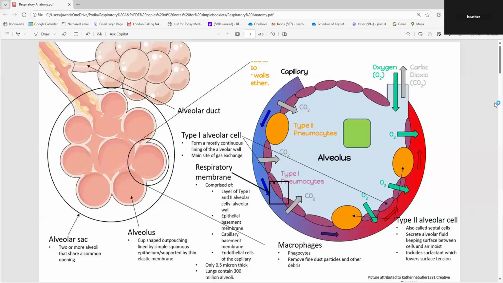So the carbon dioxide is now quite high in the capillary because the tissues have given up all the carbon dioxide that they created during metabolism. It's floating around in the circulation, and so its pressure is higher than in the alveoli. So carbon dioxide diffuses into the alveoli and we breathe it out.